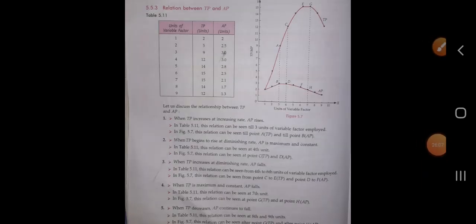In the case of the fourth unit, what we see is that TP is increasing but the rate is diminishing, and the AP is maximum at 3.0. We can also see this relation in the diagram at point C. From A to C, TP begins to rise at the diminishing rate, and the AP becomes constant at point D.